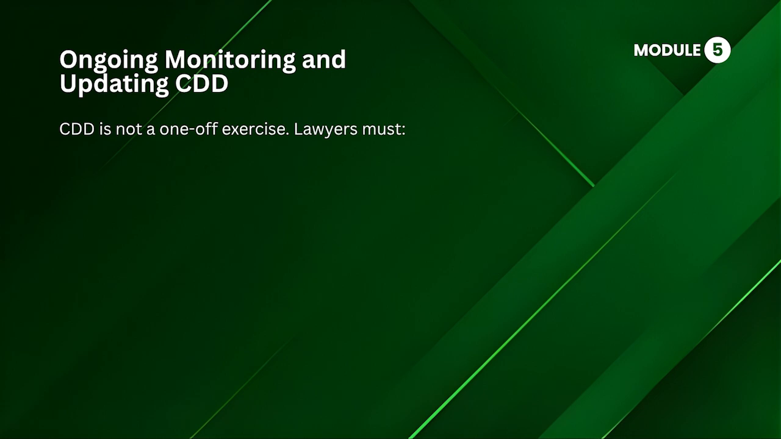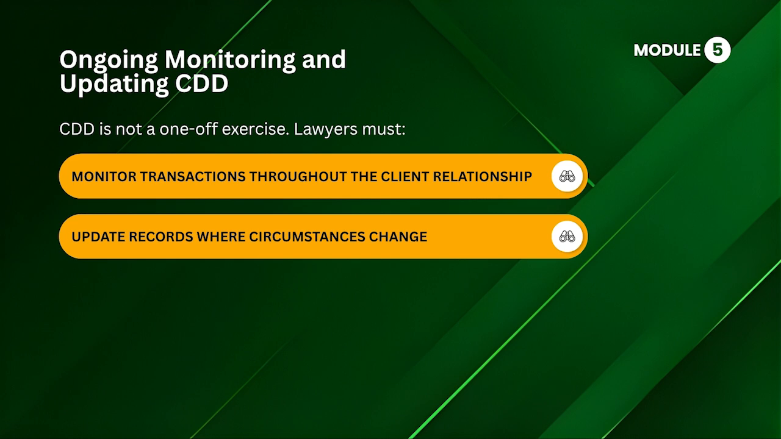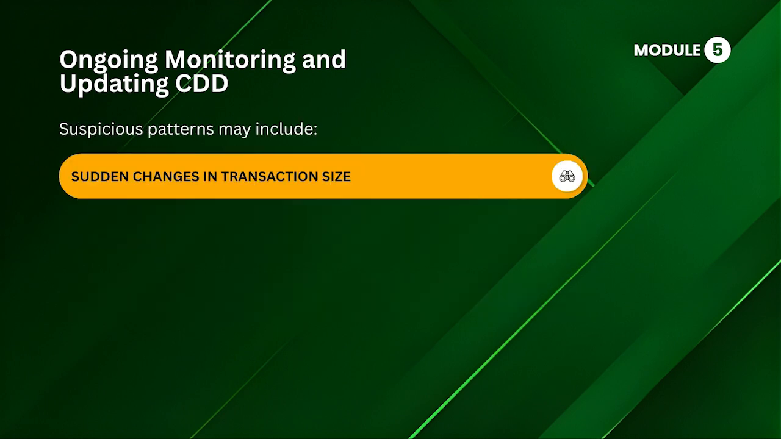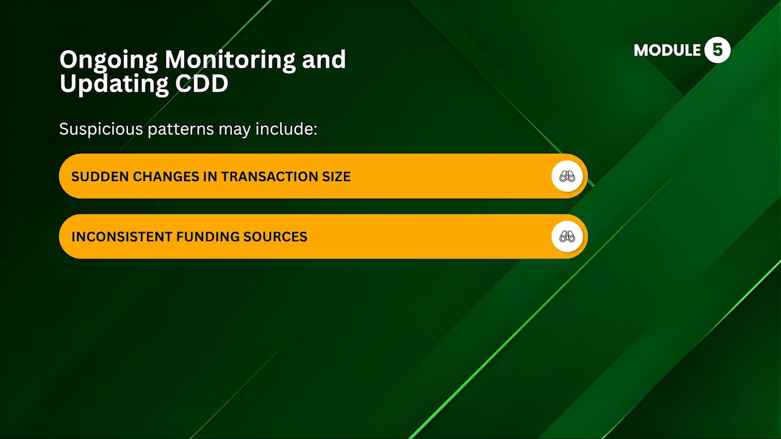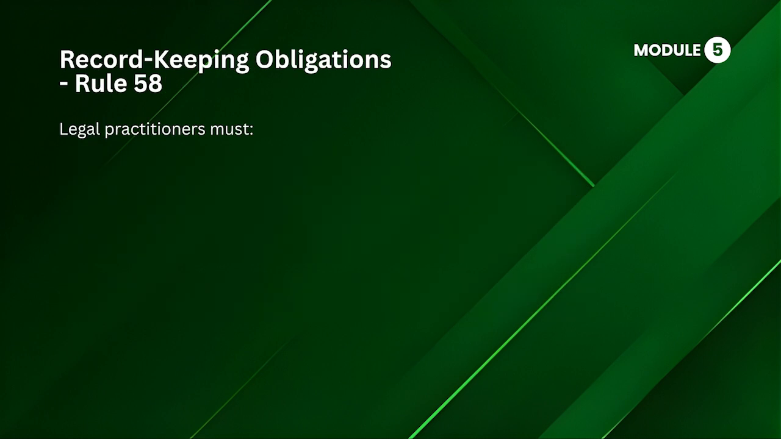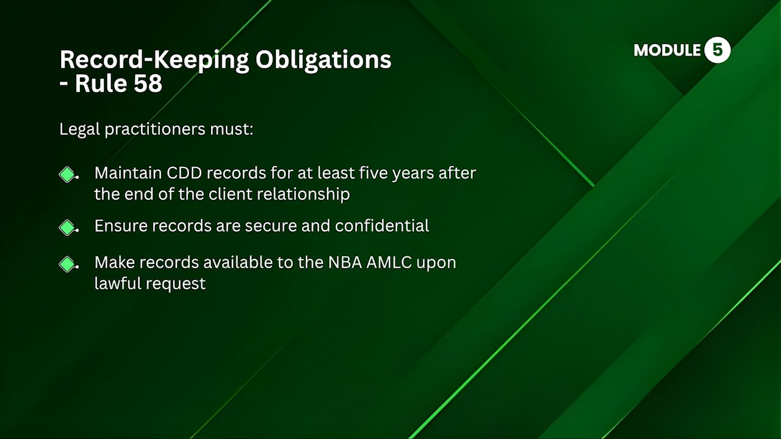CDD is not a one-off exercise. Lawyers must monitor transactions throughout the client relationship, update records where circumstances change, and reassess risk where new information emerges. Suspicious patterns may include sudden changes in transaction size, inconsistent funding sources, and pressure to avoid documentation. Legal practitioners must maintain CDD records for at least 5 years after the end of the client relationship. Ensure records are secure and confidential, and make records available to the NBA AMLC upon lawful request.